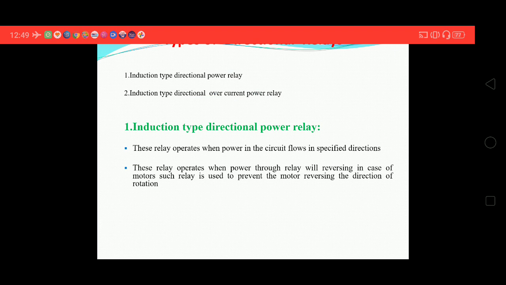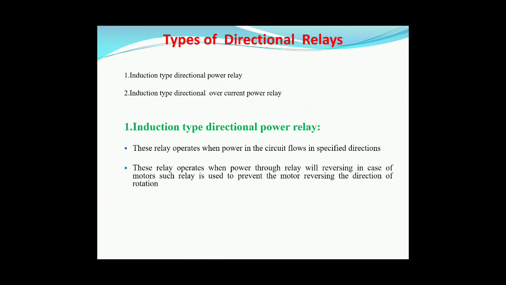Okay, first, what are the types of directional relays? The directional relays are classified into two types. The first one is the induction type directional power relay. The next one is the induction type directional overcurrent relay. These are the two types of directional relays. In that, the first one is the induction type directional power relay.